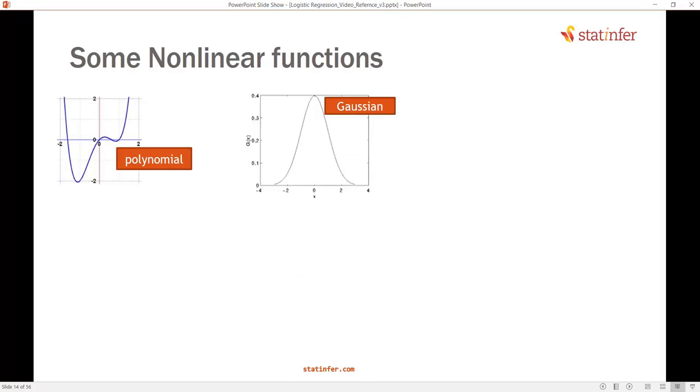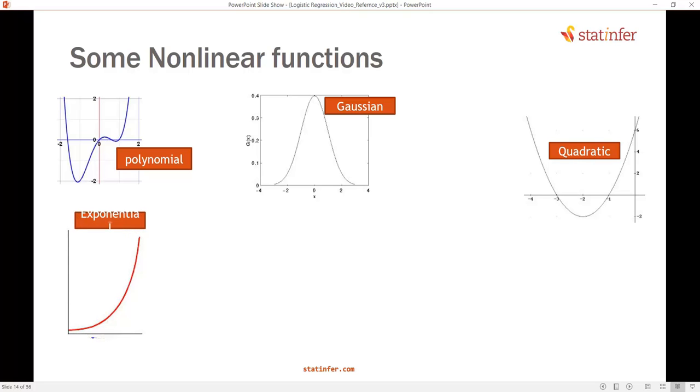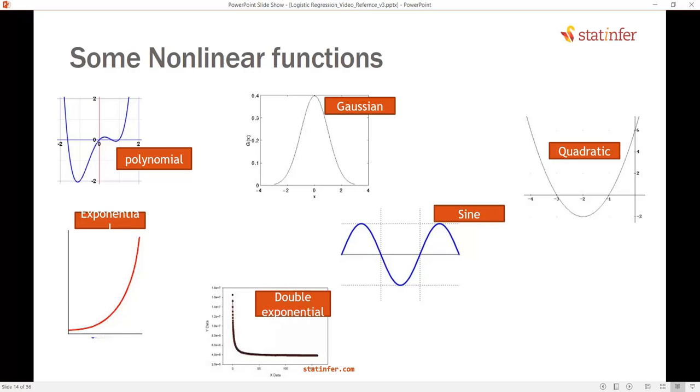No. Gaussian function? Nope. Quadratic function, can it fit our data? No. Can we fit an exponential function? No. Sine wave? No. Double exponential doesn't fit our data. What about logistic? Yeah, this seems to be a good fit to our data.